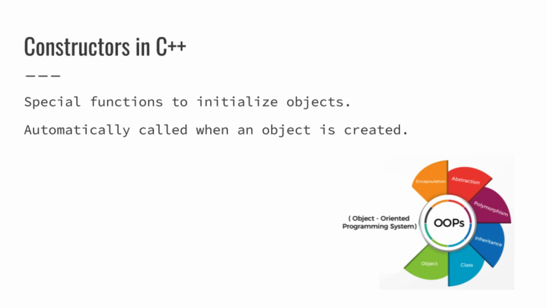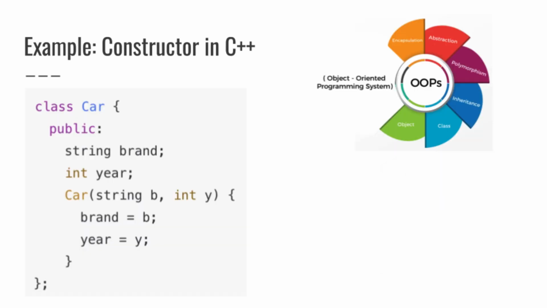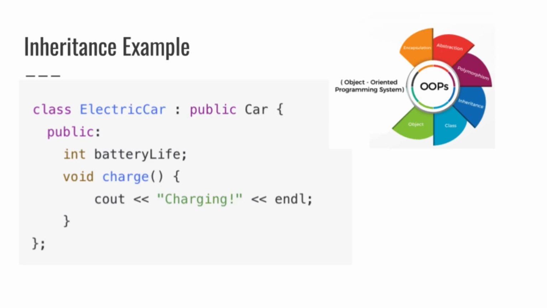Constructors are special functions that are automatically called when an object is created. They are used to initialize the object with values. Here's how you define a constructor in C++. In this car class, the constructor takes two parameters, brand and year, and initializes the object with these values when it's created.